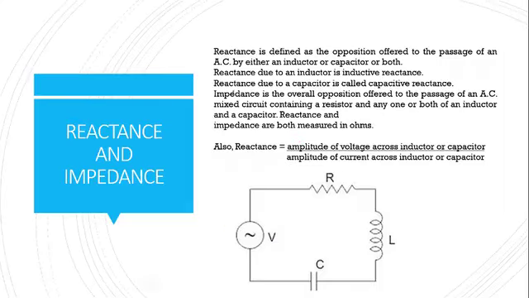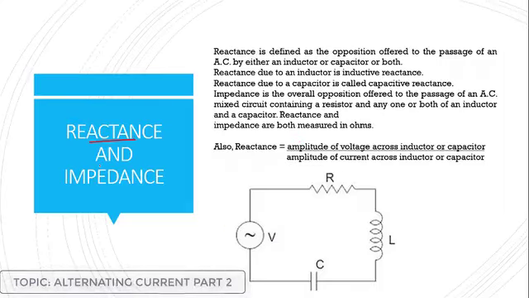Welcome back. At this point, let's talk about reactance and impedance. According to the slide here, you'll see that reactance is defined as opposition offered to the passage of an AC by either an inductor or capacitor or both of them. Reactance that comes as a result of an inductor is called inductive reactance. On the other hand, reactance that comes due to a capacitor is called capacitive reactance.